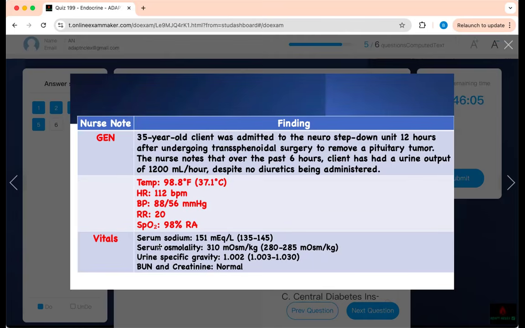Look at the lab work. Is sodium too high? Serum osmolarity too high? Urine specific gravity low? His BUN and creatinine are normal. I've already given you the diagnosis. This is the way they'll ask you. This is the way you analyze the question. From the first two sentences, you're able to figure out that this has to be diabetes insipidus, right? Keywords, and you continue using them.